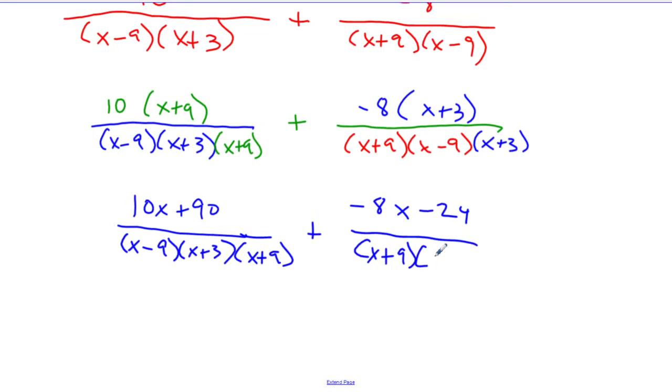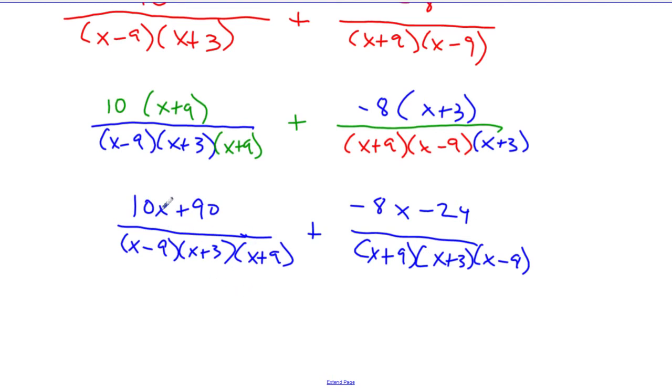I'll make them match, so I'm going to switch the x plus 3 to the middle, and an x plus 9, or an x minus 9, right? So just make sure they're the same, right? That they have the same parts. It doesn't matter what order we put them in. So now I can combine. I have common denominators. All 3 of those factors on the bottom of the left-hand one match the denominator on the other one. So let's put these together.